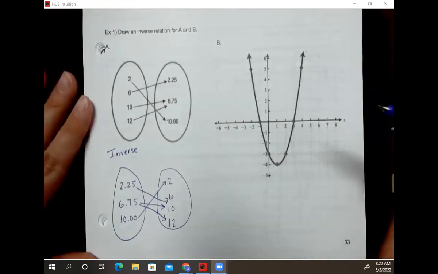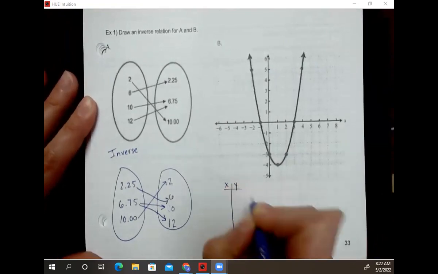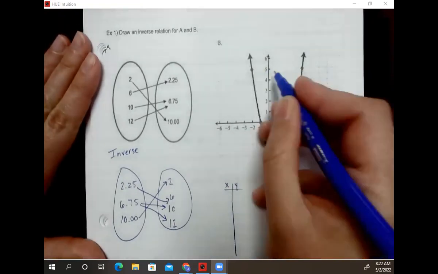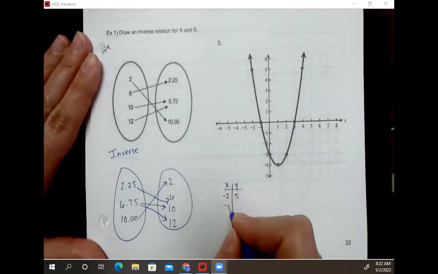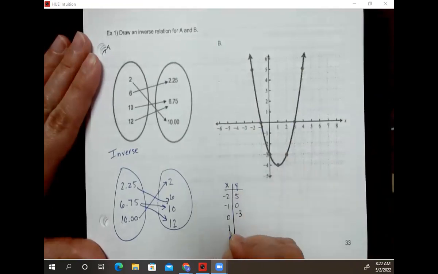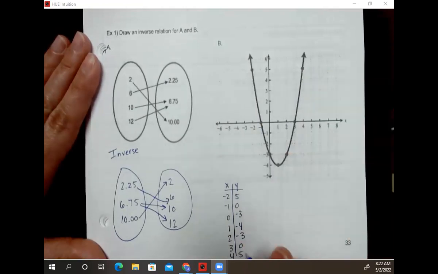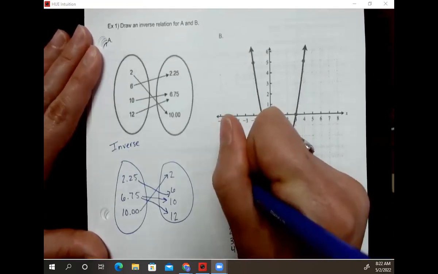Here for part B, I've got a graph. If I wanted to, I could pick out the input and output values, the points from this graph, and that's actually where I'm going to start. So we've got the point -2, 5. We've got the point -1, 0, 0, -3, 1, -4, 2, -3, 3, 0, and 4, 5, right down at the very bottom of our page there. So this is our original function.